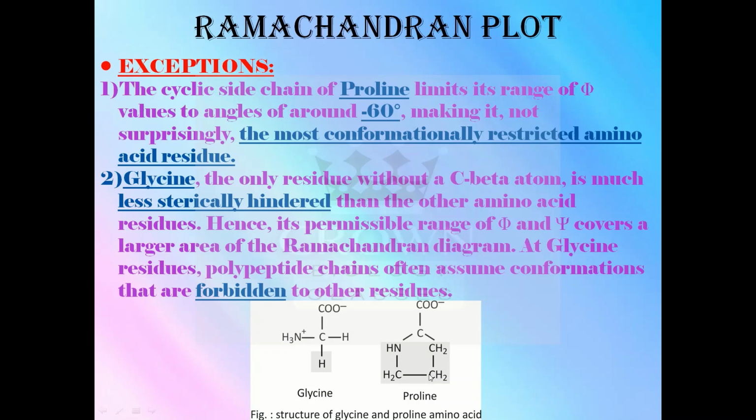The second one is glycine. This is the only residue without a beta carbon atom. It is much less sterically hindered than other amino acid residues. It is much less crowded. As a result, it will be found on the Ramachandran plot the maximum number of times. Hence, its permissible values of phi and psi cover a larger area of the Ramachandran diagram, and at glycine residues, polypeptide chains often assume conformations that are forbidden to other residues. So it will be occupying the maximum space on the Ramachandran plot because it is very less sterically hindered.